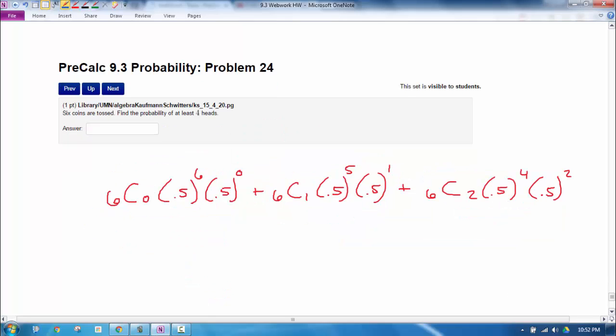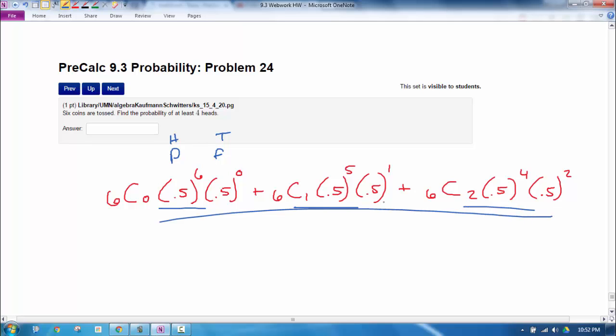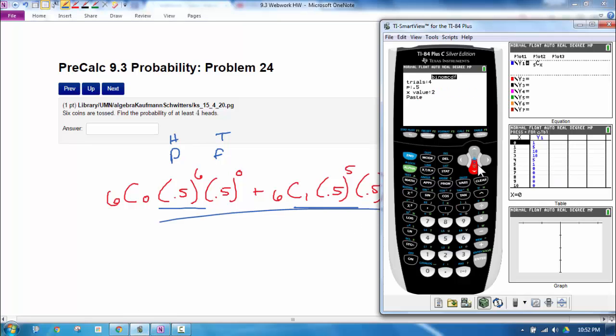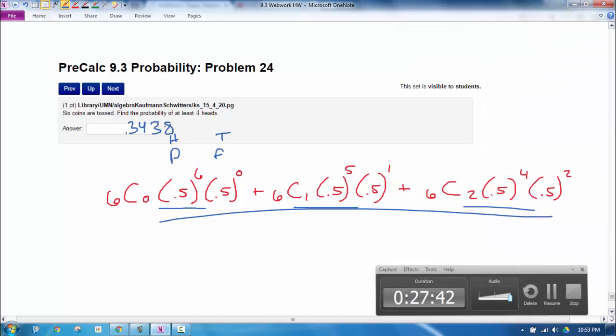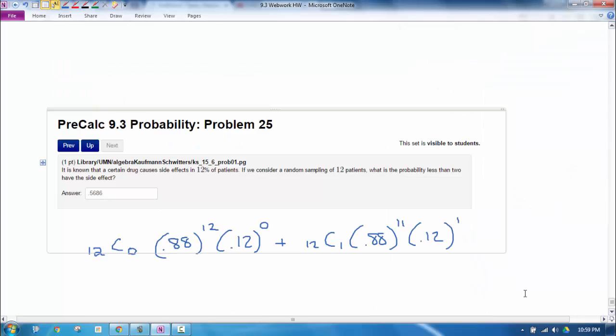Same thing for the next one. 6 coins are tossed, so we're going to do 6C0. Probability of success, I'll call this a head, and failure is a tail. So 6 heads would work, 5 heads would work, and 4 heads would work. I want to add these together, which you can do in your calculator. Same thing if you do this time 6 trials, probability of success is 0.5, and we're going to add up the first 3 terms, so n equals 0, 1, and 2. Which gives you the answer you're looking for, which is 0.3438.